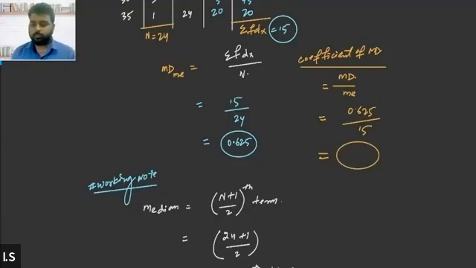So coming back to the topic, this is the mean deviation from median in case of discrete series.